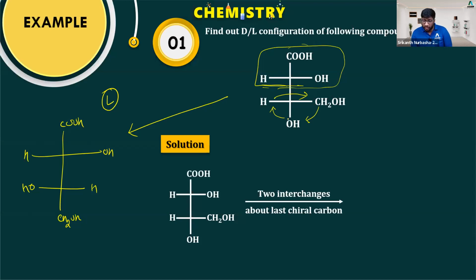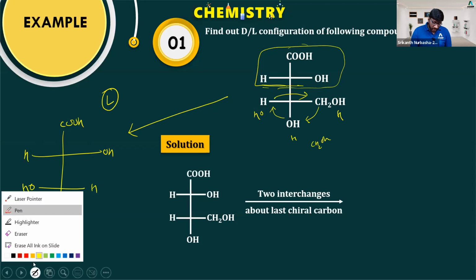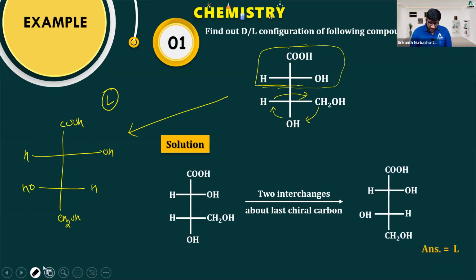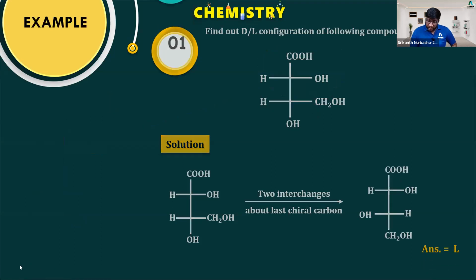So H and OH have changed position, and CH2OH and H position again changed. If I exchange H and OH, H comes here, OH comes here. Further exchange H and CH2OH, CH2OH comes here, H comes here. So an even number of exchanges you can also perform, and you can again get the same configuration, which is nothing but L. Right?